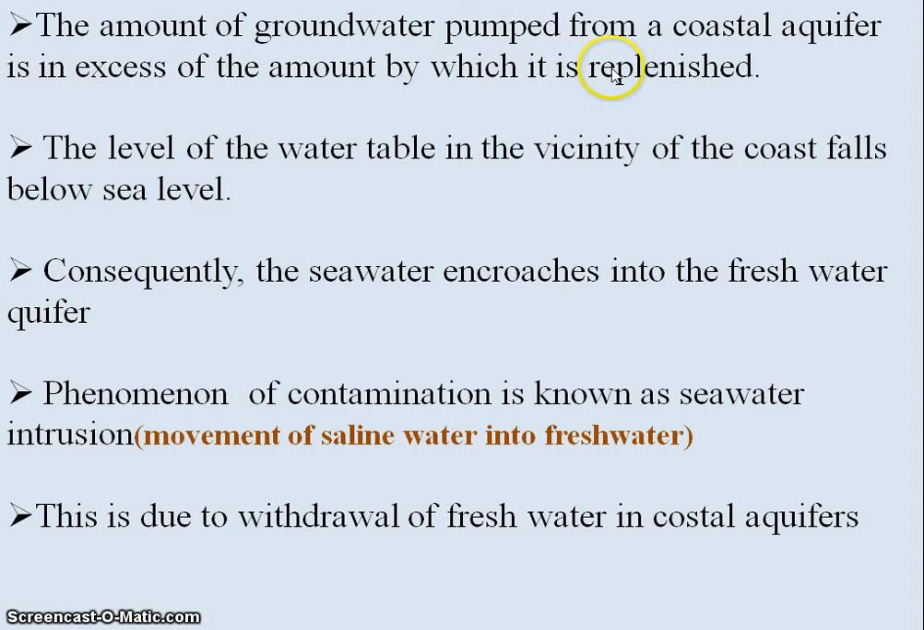The amount of groundwater pumped from the coastal aquifer is in excess of its replenishment. Because of that, the level of the water table in the vicinity of the coastal aquifer falls below the sea level. Consequently, the seawater encroaches into freshwater aquifers, and this contamination is known as seawater intrusion. This is nothing but the movement of saline water into the fresh water, due to the withdrawal of fresh water in the coastal aquifer.